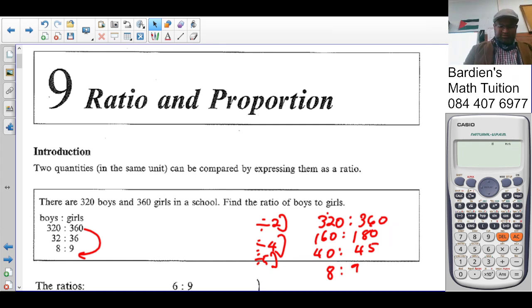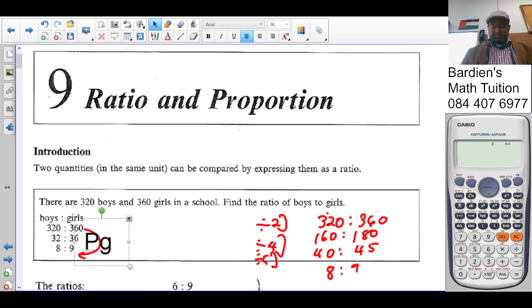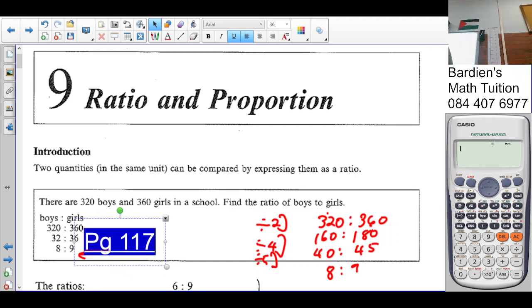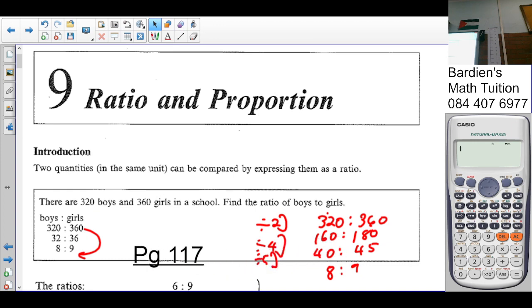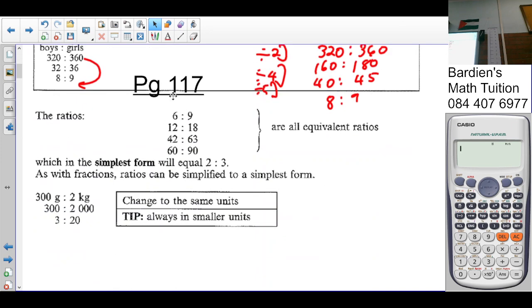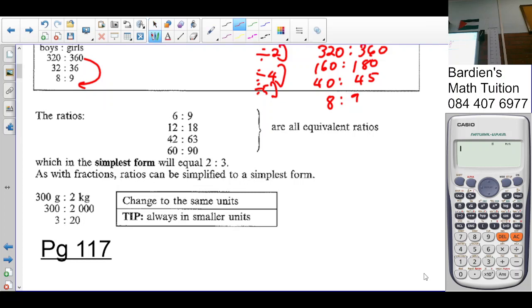This is on page, which page is this on? 117. Okay. Page 117. Alright. So you're looking at the ratios. 6 is to 9 is the same as, in the simplest form, 3 goes into here twice and into the 9 thrice. So 2 is to 3 will be the simplest form. It can't get any simpler.